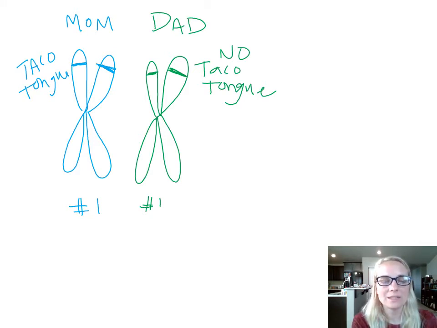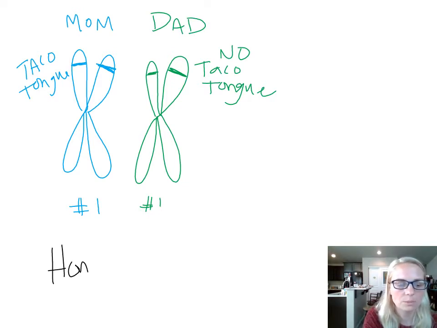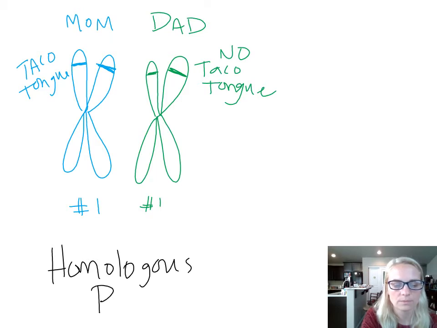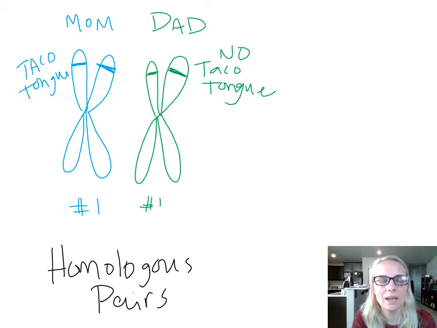So it's the same chromosome, chromosome number 1 from mom, chromosome number 1 from dad. They both have the gene for tongue musculature, but they just have different versions of it. Mom can do taco tongue, dad can't. These chromosomes are called homologous pairs. They're partners. They are the same chromosome, chromosome number 1.